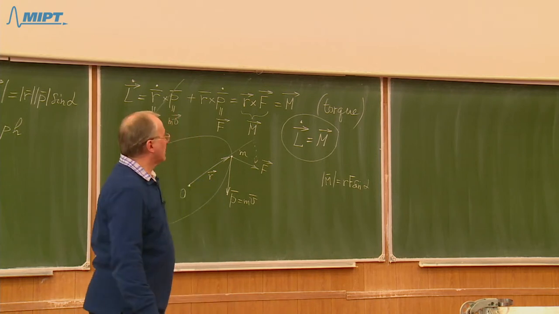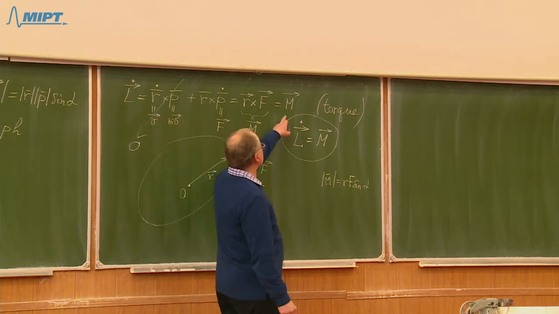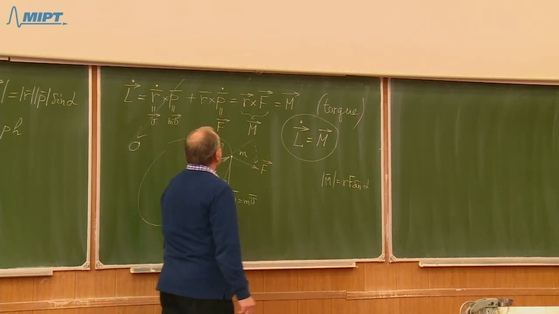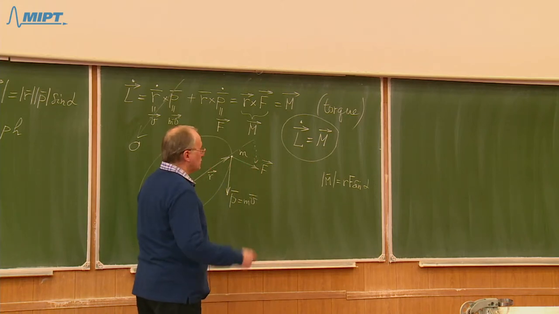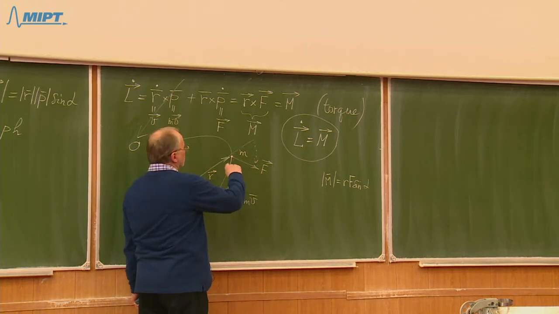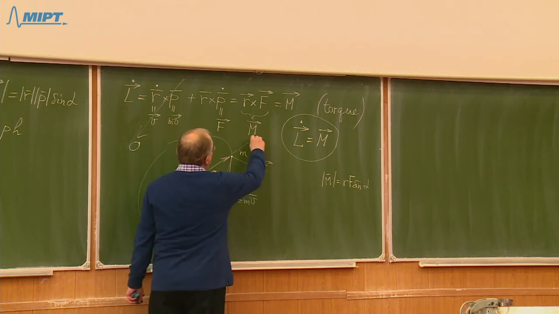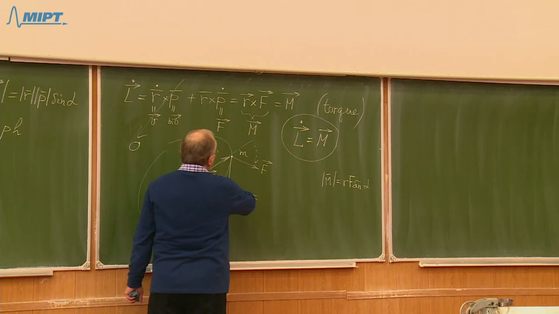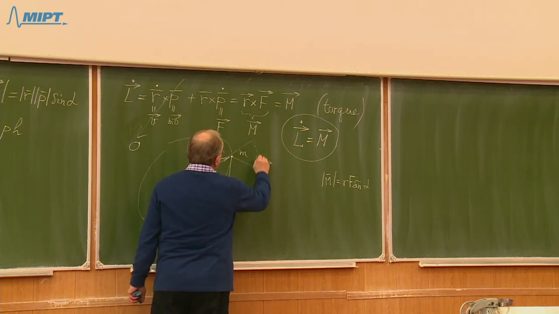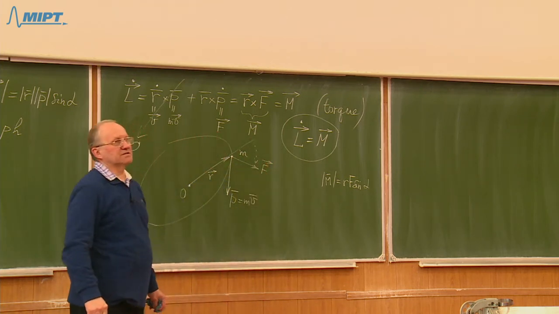So the direction of vector product, the direction of vector m, is found by the motion of the right screw. If we turn the right screw through the smallest angle of rotation of the first vector to coincide with the second vector.